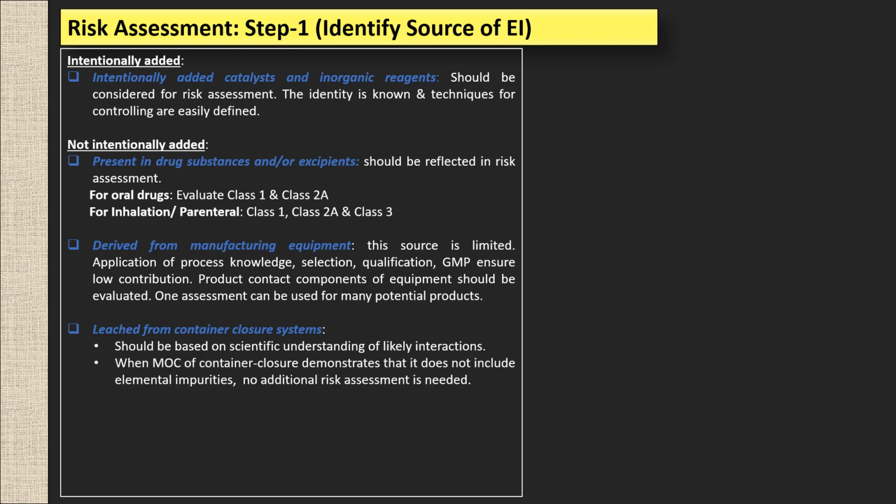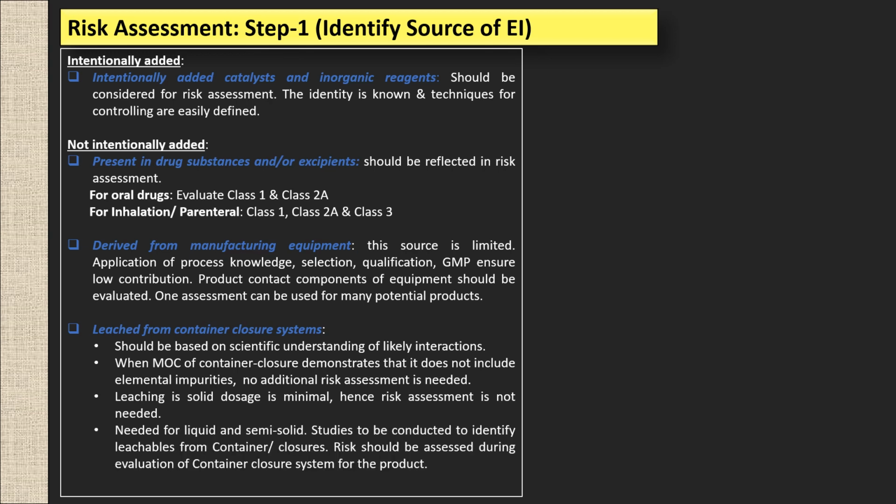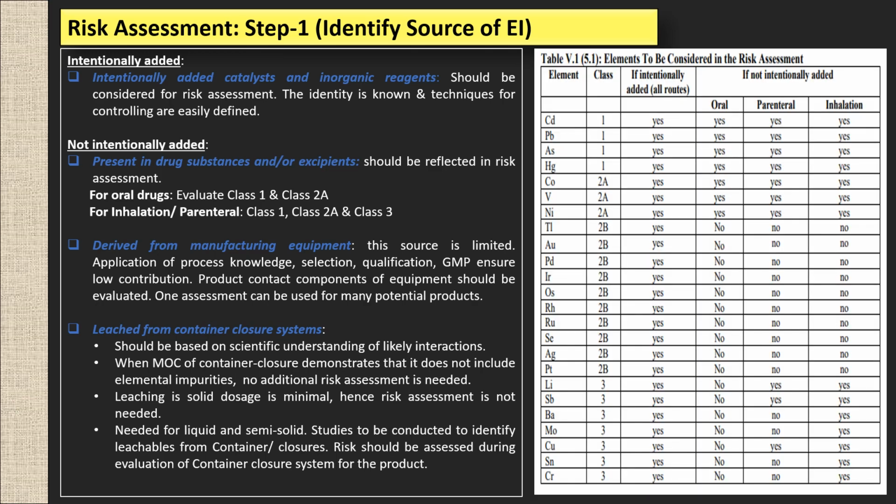When the material of construction of the container closure system demonstrates that it does not include elemental impurities, no additional risk assessment is needed. Leaching in the solid dosage form is by default minimal, so the risk assessment is not needed in this case. Risk assessment is needed in the case of liquid and semi-solid. The studies to identify leachables from the container closure system should be in place. Risk should be assessed during evaluation of the container closure system of the product.